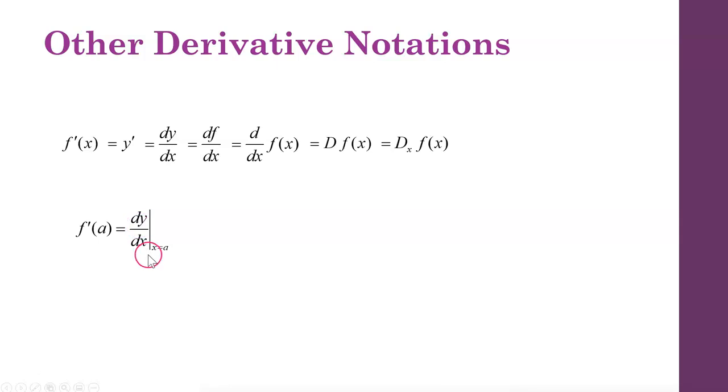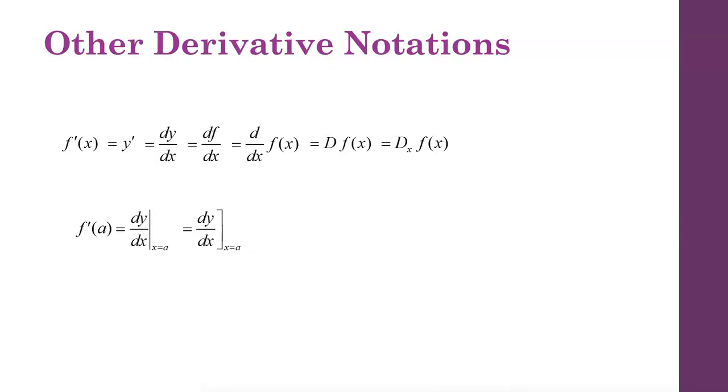In the Leibniz notation, this is how it's usually indicated with a dy dx, a vertical line, and a subscript that says what the value of x is. So x equals a. Usually it's a line. Occasionally you may see a half bracket on the right side.